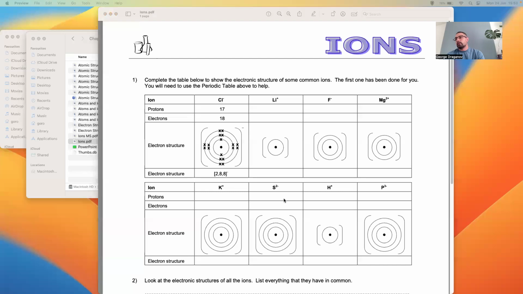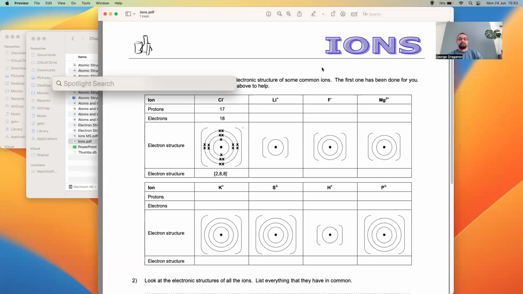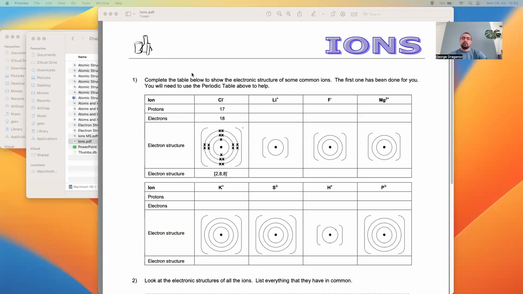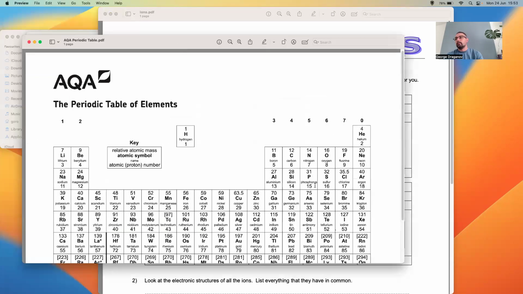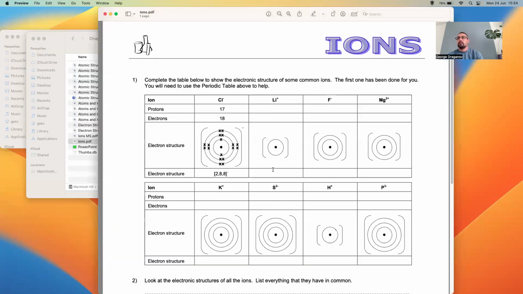When you get to stuff like the negative ones, say S2 minus, you would look at sulfur in the periodic table. So that's the first thing. You look at the periodic table. Let me get one up. There it is. Here it comes. So sulfur. It's the smaller number, 16. So 16. Now, it will have 16 protons because that is the atomic number.